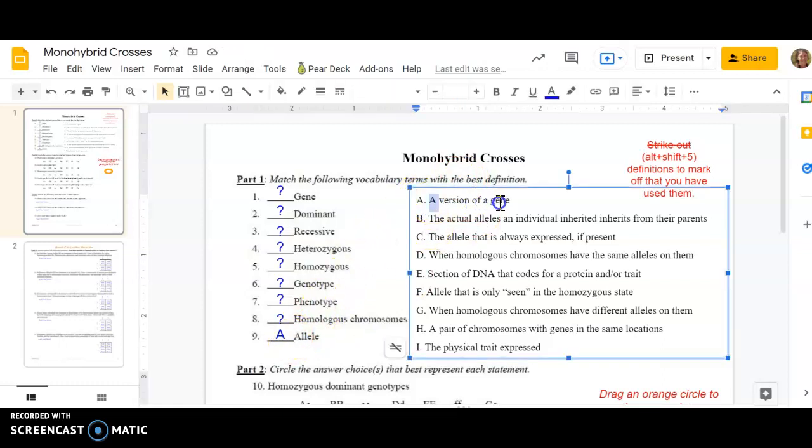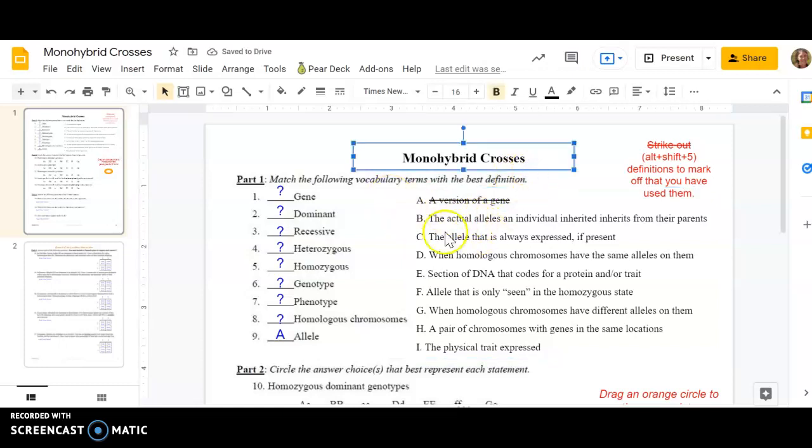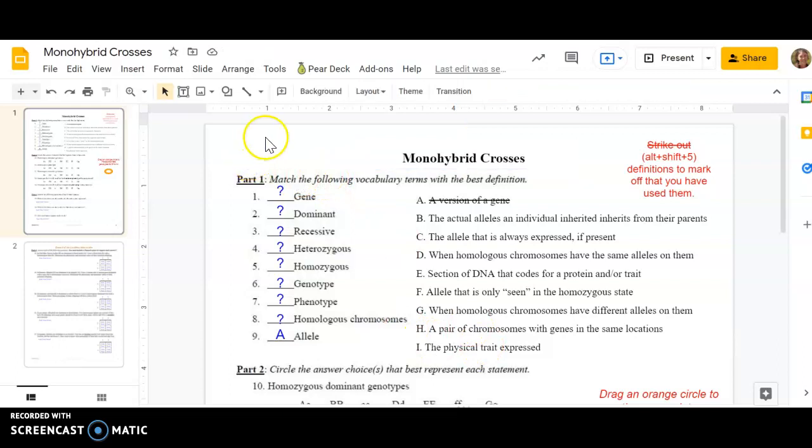And then to help you keep track of which ones you've used already, I recommend you highlight the definition and do Alt-Shift-5, and that will cross it out. And that way you can work your way through, and by process of elimination, you make sure that you match them all. Each definition will only go with one vocabulary word, so you won't use anything twice.